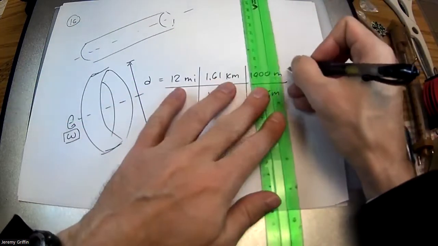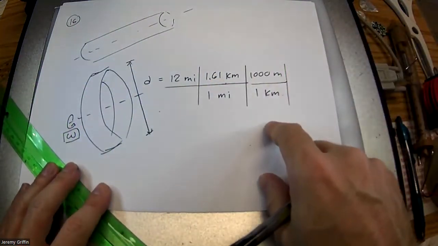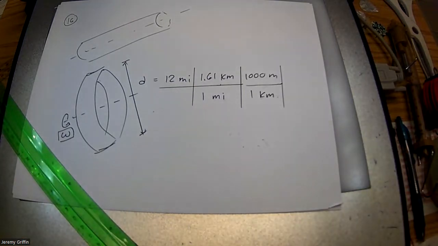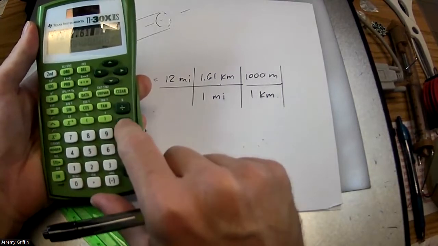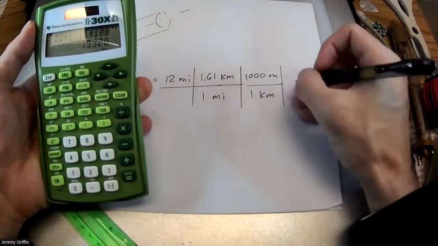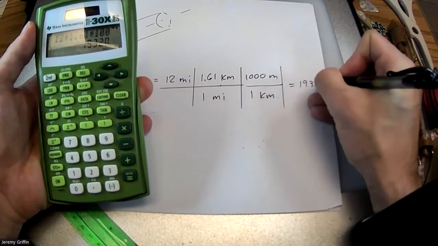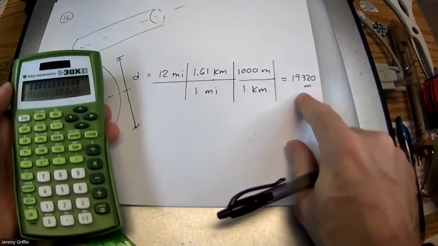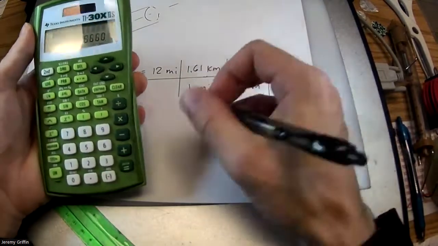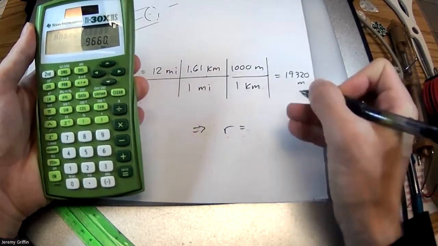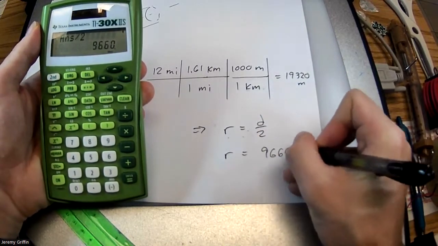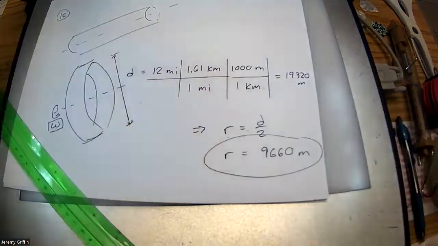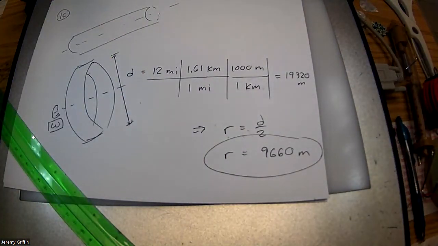So I can convert and figure out how many meters this is. Now that's the diameter. So if I divide that by 2, I can get the radius, right? I'm looking at this many meters per diameter. Divide that by 2, then get the radius. So the radius is half the diameter, which is this many meters. So now I know the radius of this O'Neill cylinder.